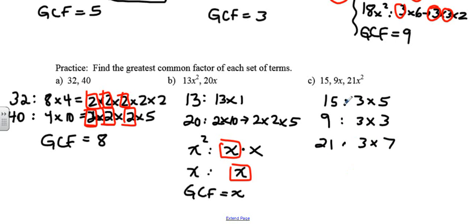So what's common? Only 1, 3. And the letter is not common because it wasn't attached to the 15. So the GCF is just 3 in this case. Okay, I know that's tricky and it takes a little practice, but you'll get it. I'm confident about that.